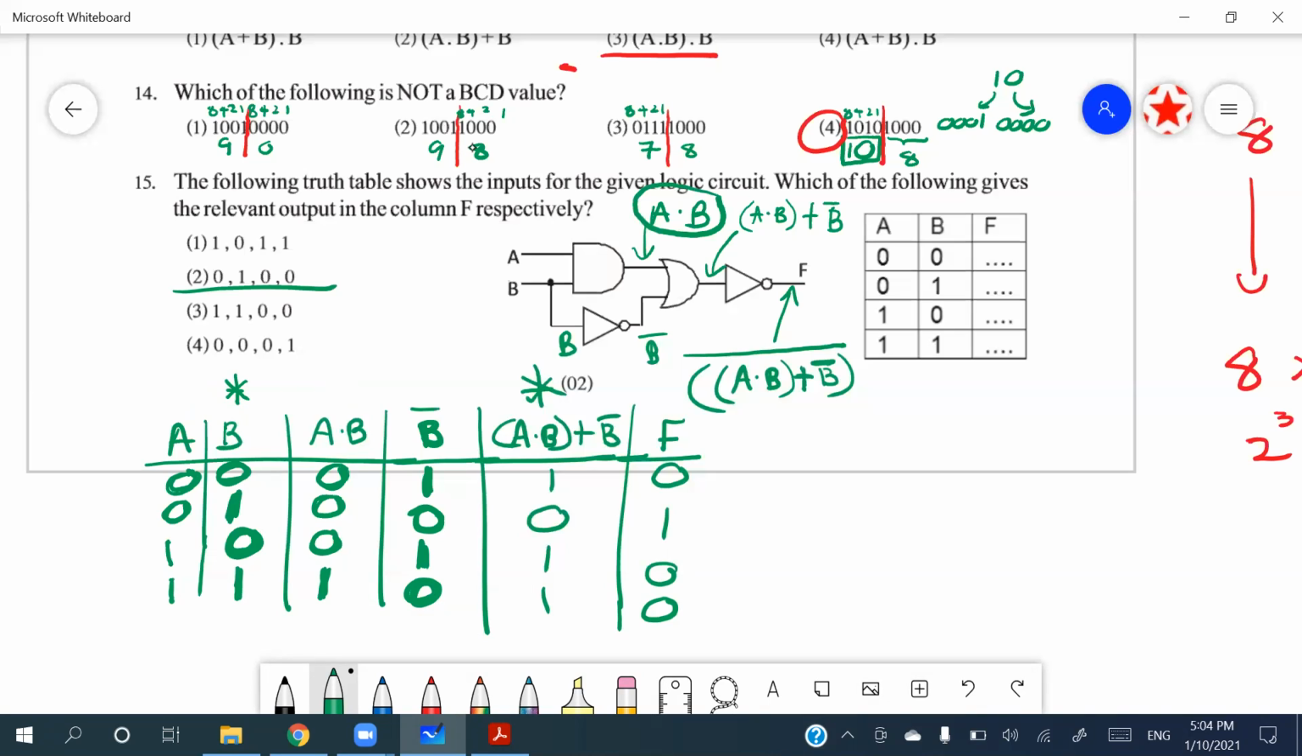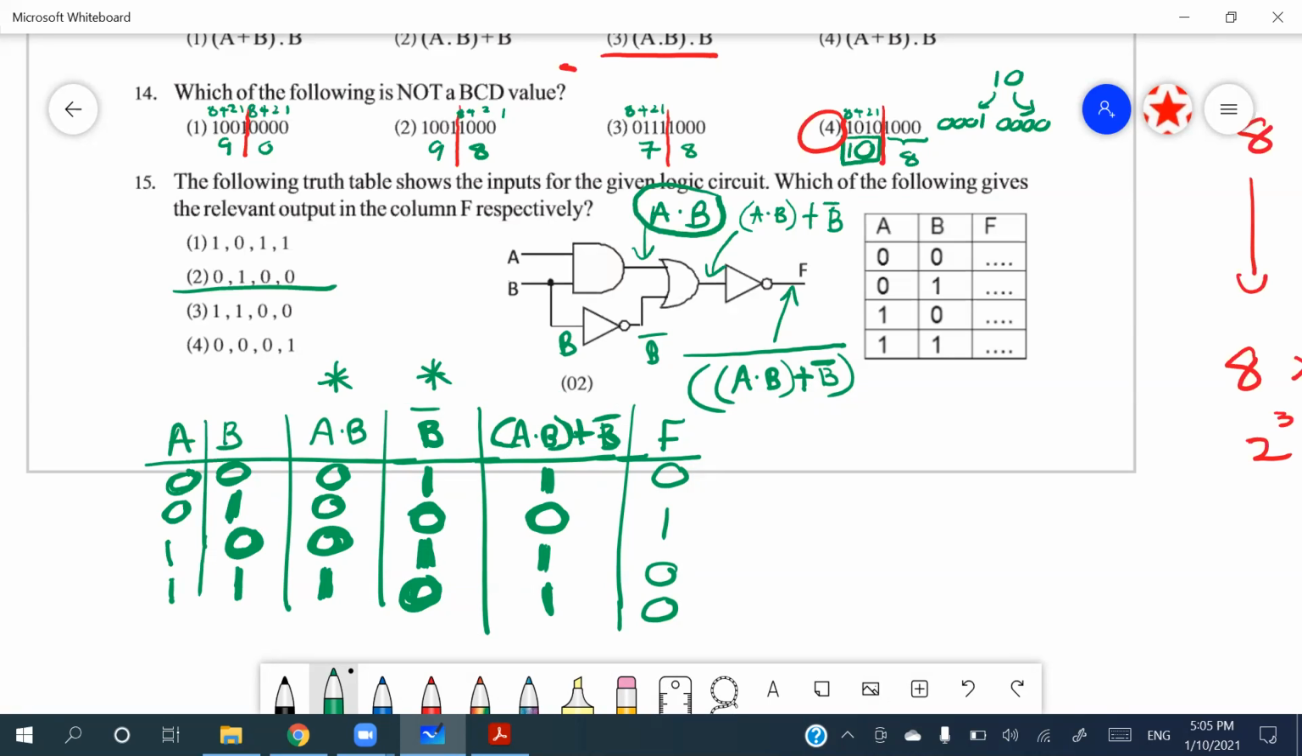Yes, sir. Then when you are forming this particular thing, A dot B plus B bar, you are going to consider this column and this column. So you are going to add it. So 0 plus 1 is 1. 0 plus 0 is 0. 0 plus 1 is 1. 1 plus 0 is 1 again.